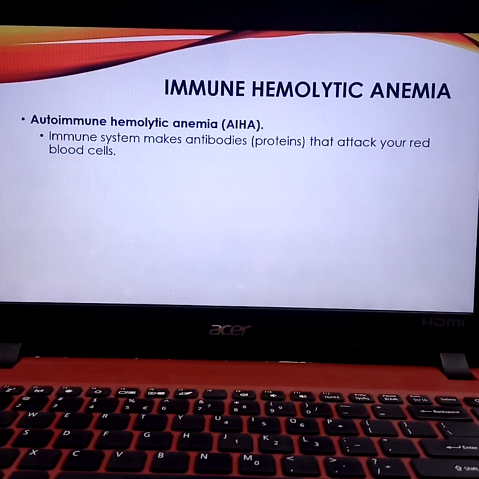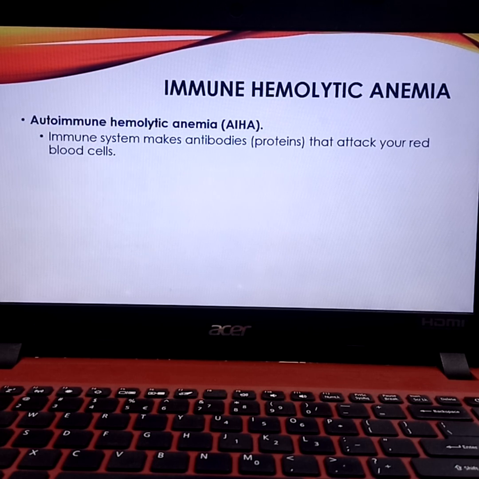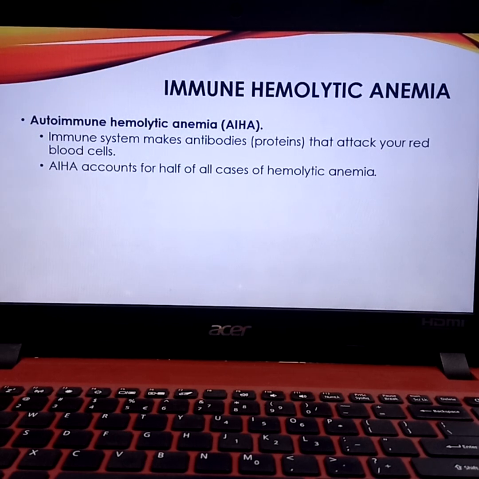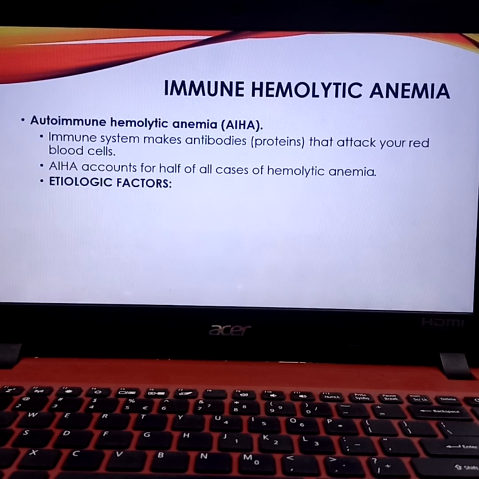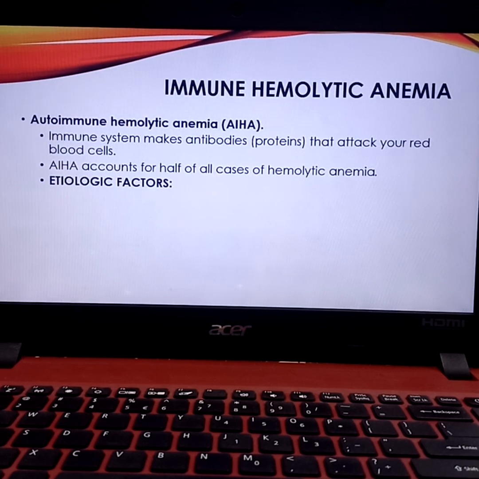So AIHA, or autoimmune hemolytic anemia, as it says in the slide, is a condition wherein the immune system makes antibodies, or proteins, that attack your red blood cells. AIHA accounts for half of all cases of hemolytic anemia. So of all the accounted cases that we have, more than half were actually due to autoimmune hemolytic anemia. So what is the etiologic factor of this condition?